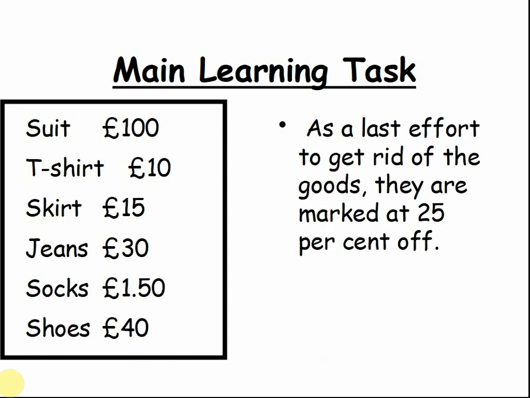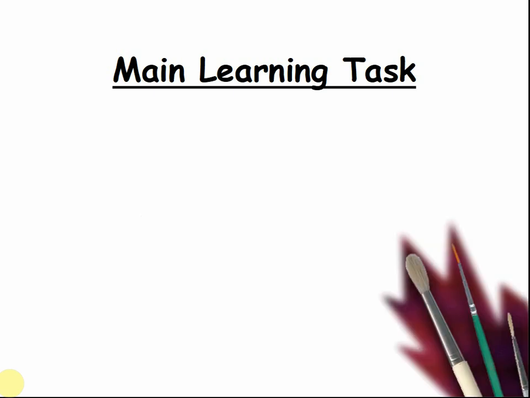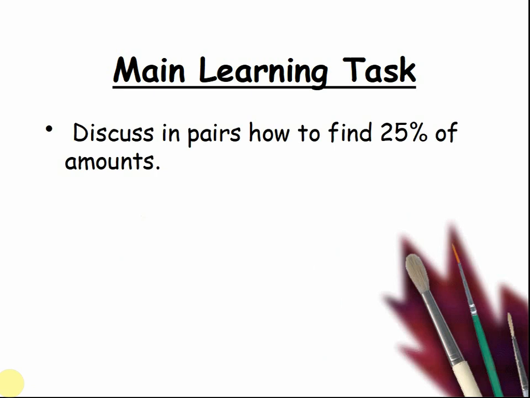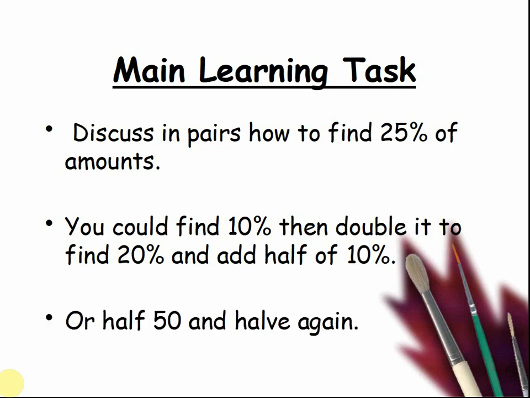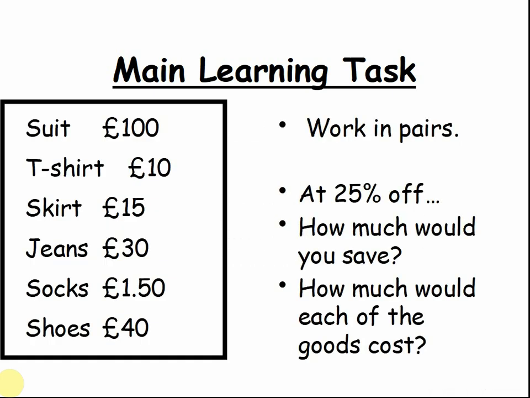As a last effort to get rid of the goods, they are marked at 25% off. Discuss in pairs how to find 25% off amounts. You could find 10%, then double it to find 20%, and then add half of 10%. Or half 50, and then half again. Well, compare at 25% off. How much would you save? How much would each of the goods cost? Pause the video and solve the questions.